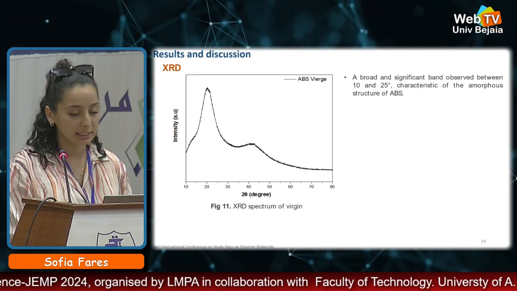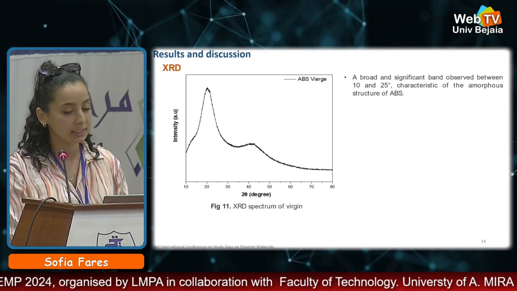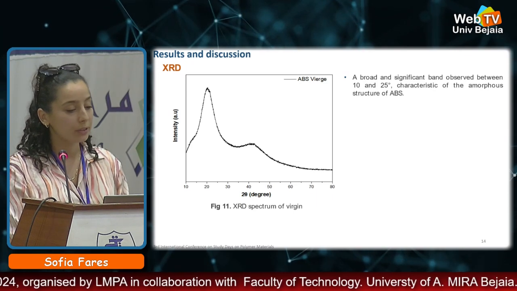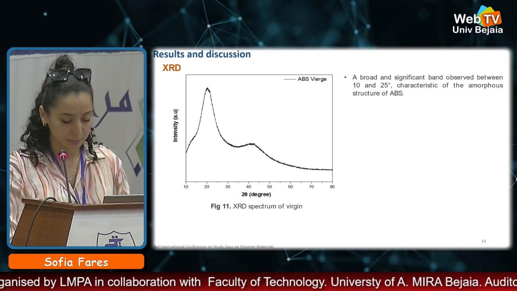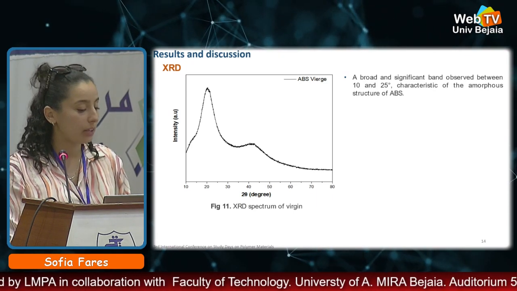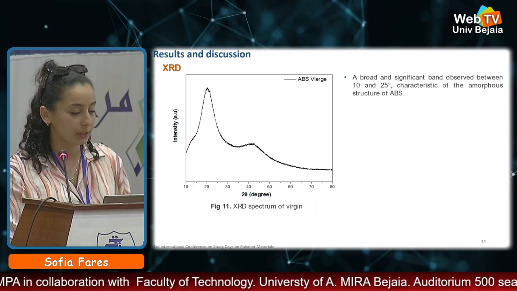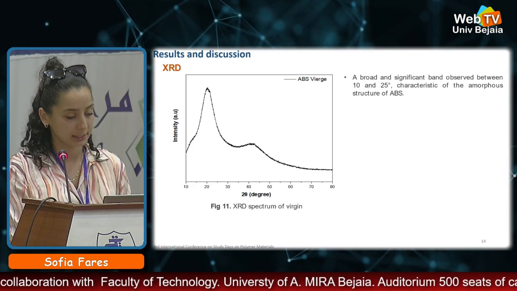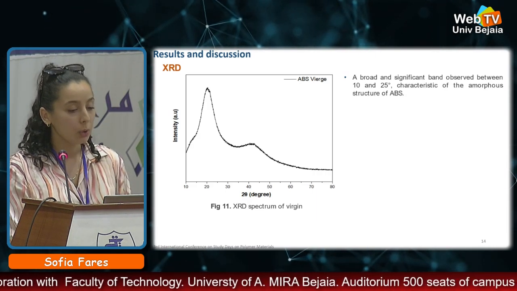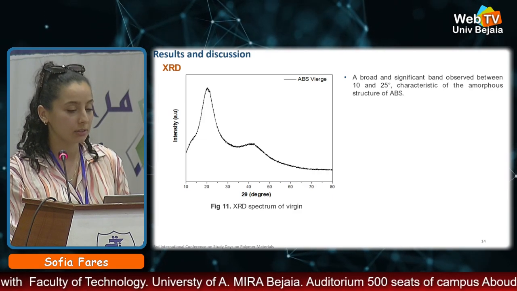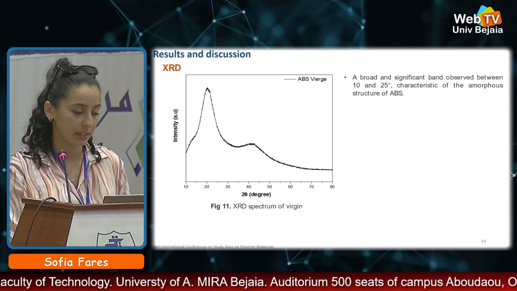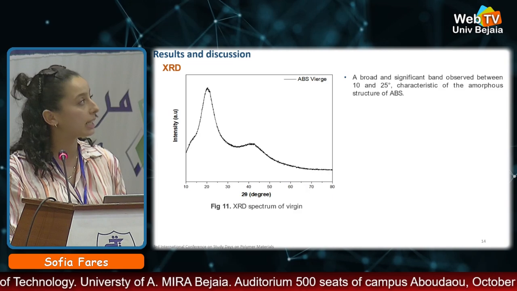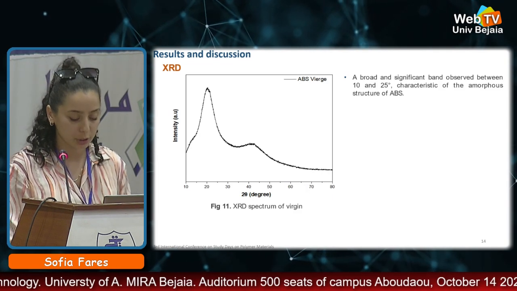The second technique is X-ray diffraction, which helps us study the crystal structure and the composition of the samples. Figure 11 shows the X-ray spectrum of virgin ABS. We can see a broad and significant band observed between 10 and 25 degrees, characteristic of the amorphous structure of ABS.